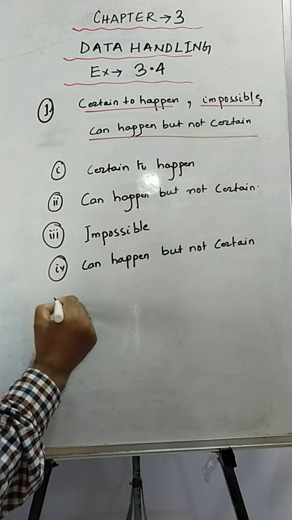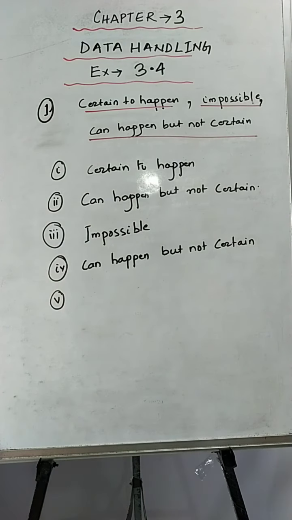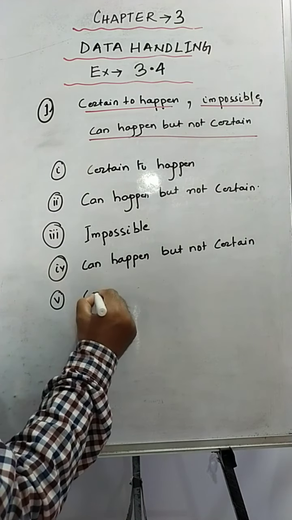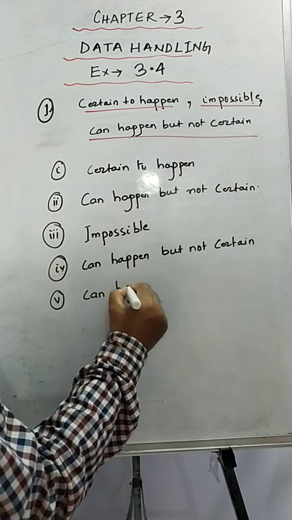Okay, now what about number 5? Number 5 we have, tomorrow will be a cloudy day. Again there is a chance, but you cannot be so definite. Fine. So again we'll go for this option, that is can happen but not certain. So this is the solution of question number 1.